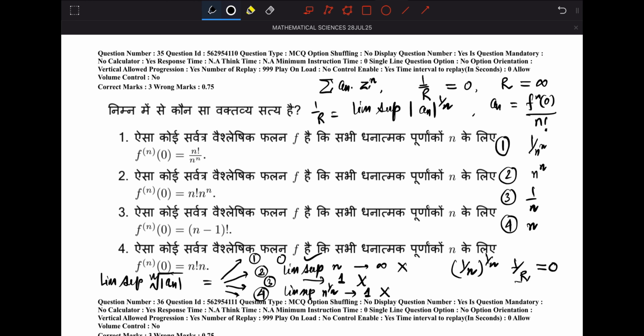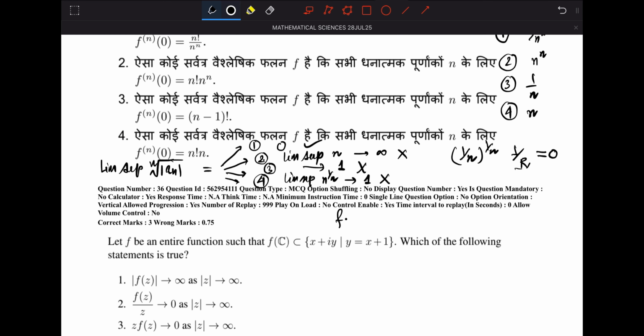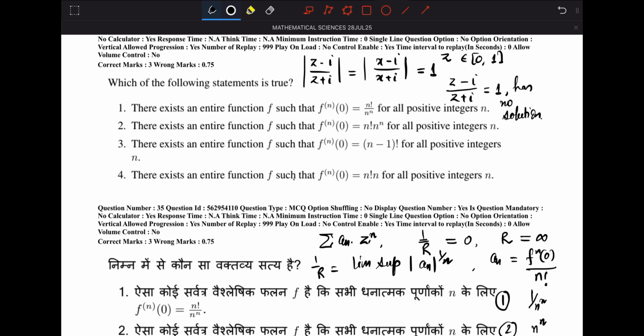Yeah, we are taking a_n to be f^(n)(0) by n factorial, because we know if f has a Taylor series expansion at 0, f(0) plus f'(0) z plus f''(0) divided by 2 factorial z square and so on. So we want this f(z) to be entire. So this one is a correct option. It is not true.